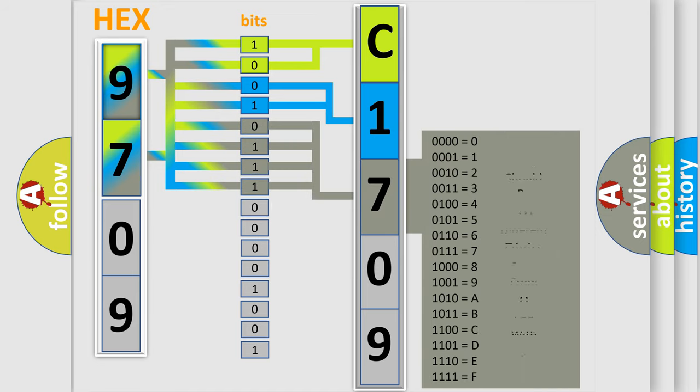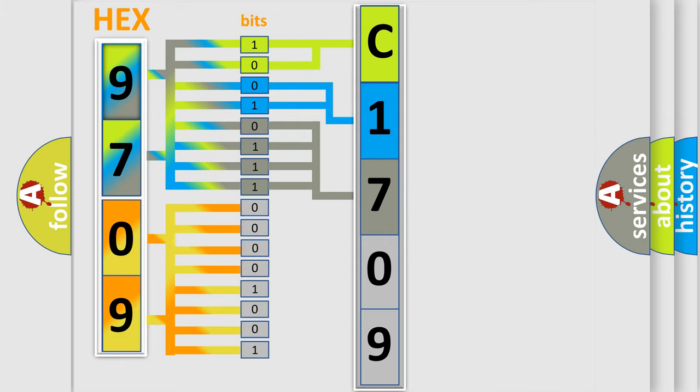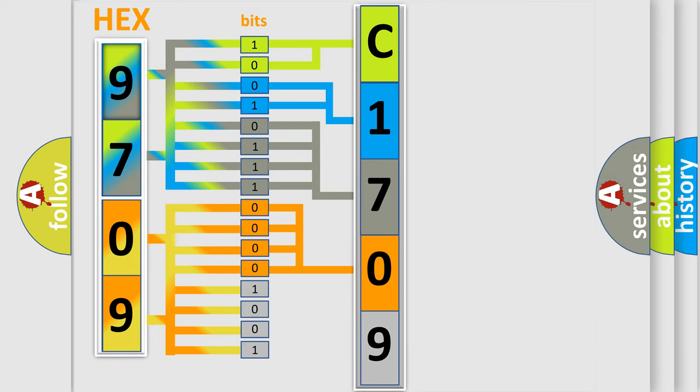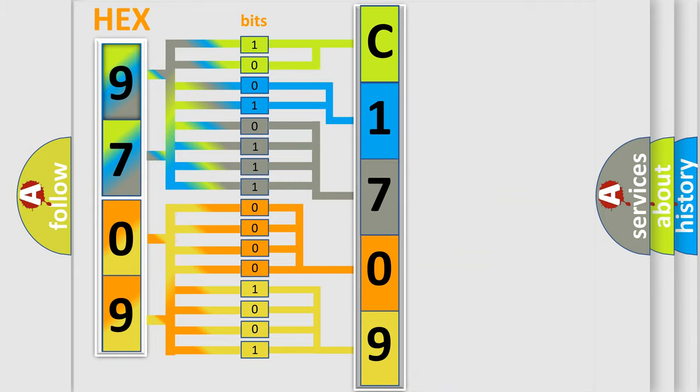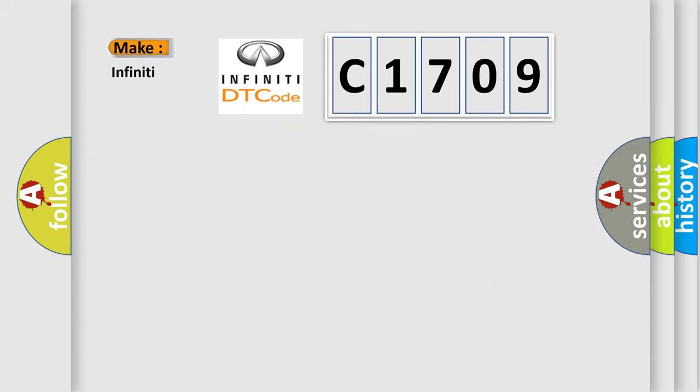The second byte is composed of a combination of 8 bits. The first 4 bits determine the fourth character of the code, and the combination of the last 4 bits defines the fifth character. A single byte conceals 256 possible combinations. We now know in what way the diagnostic tool translates the received information into a more comprehensible format. The number itself does not make sense to us if we cannot assign information to what it actually expresses. So, what does the Diagnostic Trouble Code C1709 mean specifically for Infiniti?